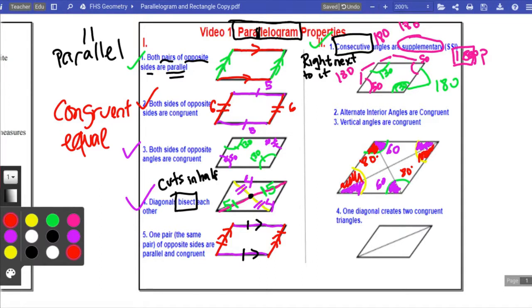All right, so let's look at number 4, the last one here. It says one diagonal creates 2 congruent triangles. How many triangles do you see on number 4 right now? Look at number 4. How many triangles do you see? Well, ladies and gentlemen, I see my first triangle right here. Triangle uno. And then where's my triangle dos? Here's my triangle dos.